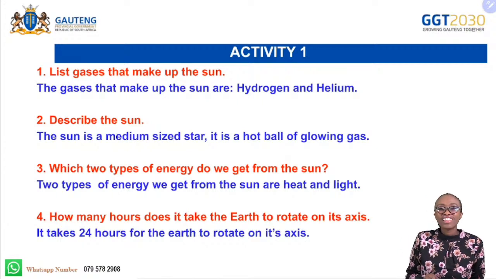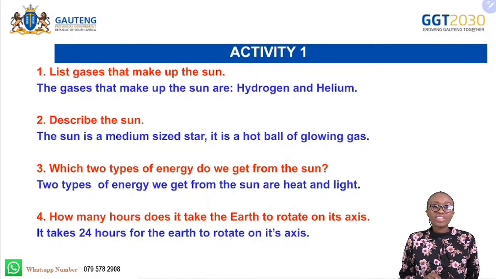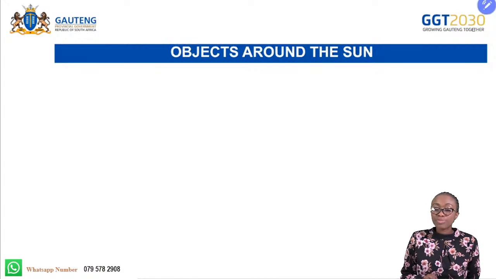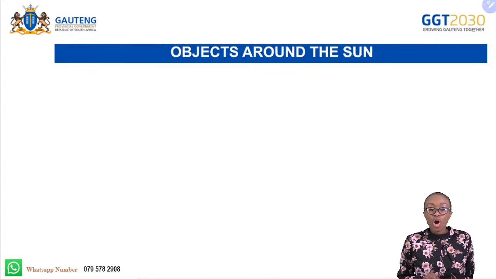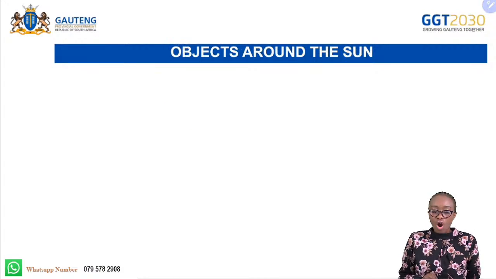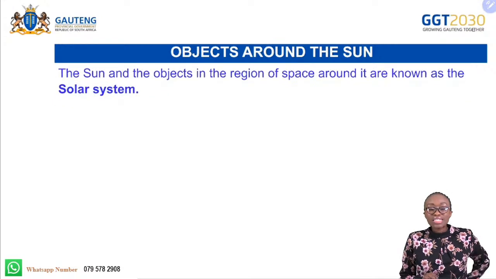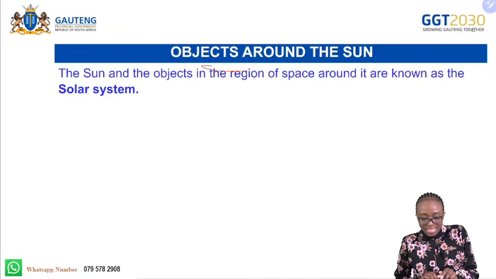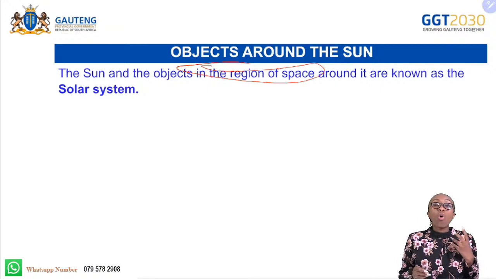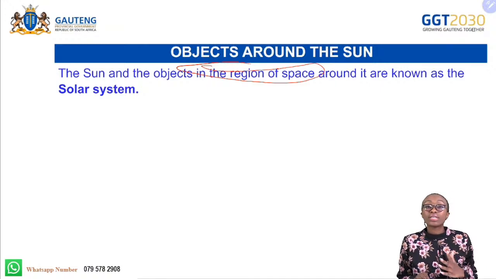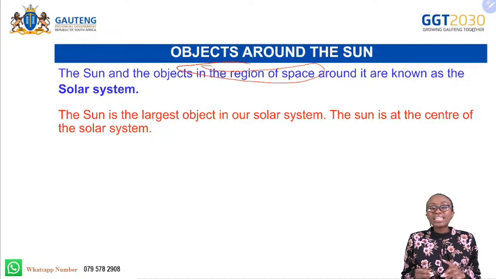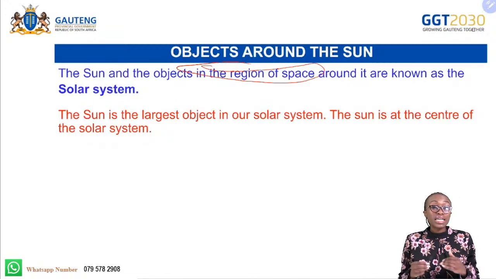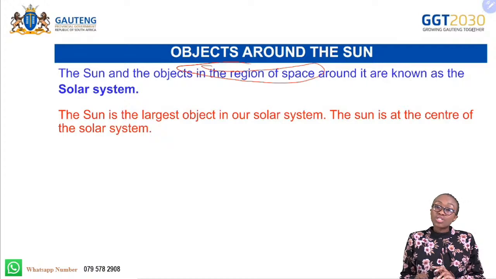Welcome back, grade 8. I'm sure you've had enough time to copy down the corrections. Now let us move on to the next slide, which is objects around the sun. So the sun and the objects in the region of space around it are called the solar system. The sun is the largest object in our solar system. So the sun is found in the center or in the middle of the solar system.